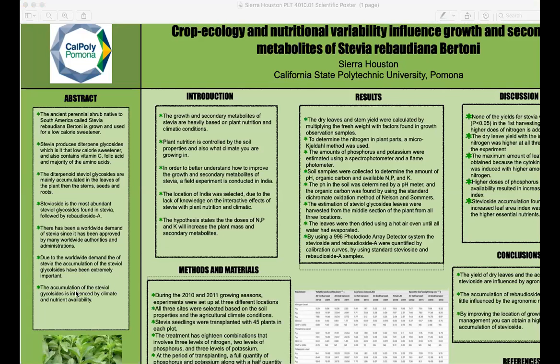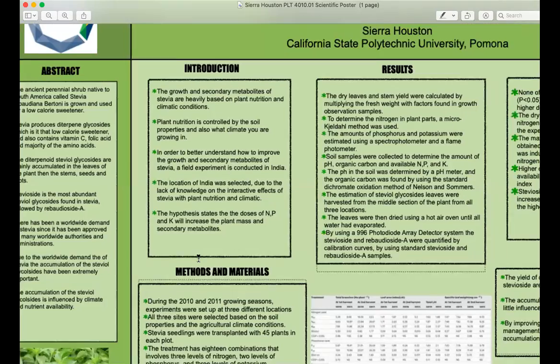My name is Sierra Houston, and I'm going to present my poster on how crop ecology and nutritional variability influence growth and secondary metabolites of Stevia rebaudiana Bertoni. Stevia is a perennial herb of the Asteraceae family and is native to South America.